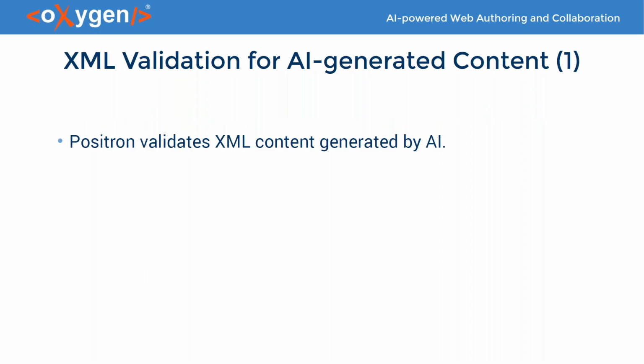This happens because we validate the snippet from the AI in the location where you insert it in the document, because an XML snippet can be valid in one location but invalid in another location.